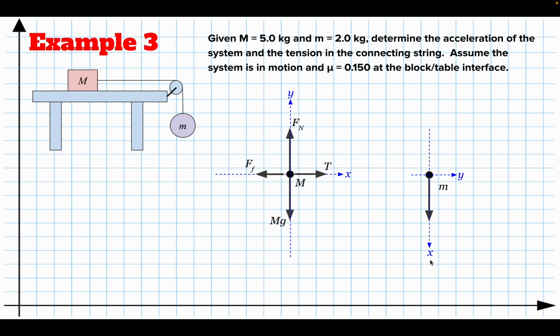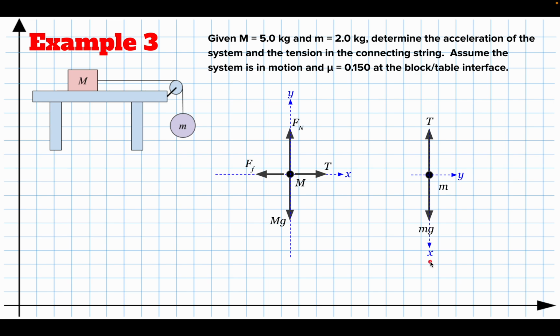It's a little goofy, but you can make coordinate systems any way you want as long as they're perpendicular. So there is a downwards force on m of magnitude little m g. There is an upwards force. What is pulling up on this mass? It's the tension in the cord. So it looks like that, and that's T. So there are my two free body diagrams. For this capital M mass, it's accelerating to the right, so that's the positive x direction. For this little m mass, it's accelerating downwards, and so that's the positive x direction.